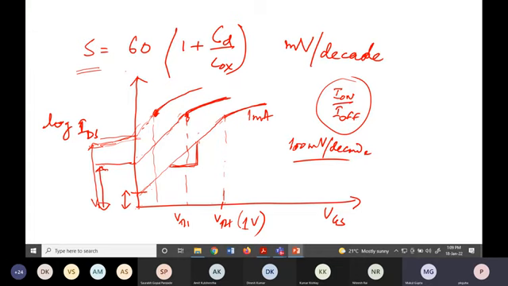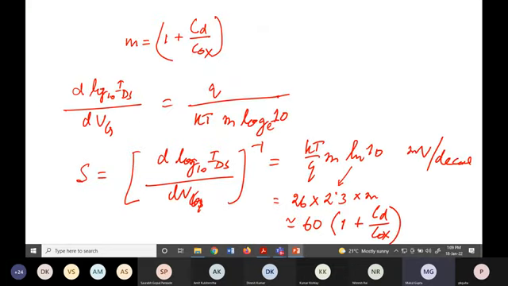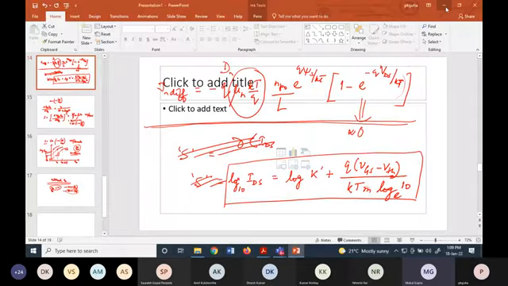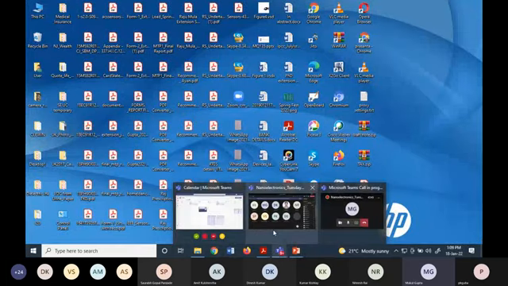Any doubt in this subthreshold slope part? Any confusion? No confusion, everything clear? No doubt?